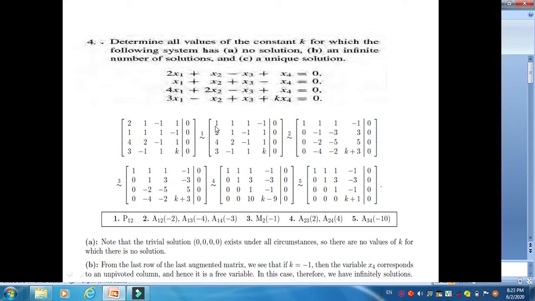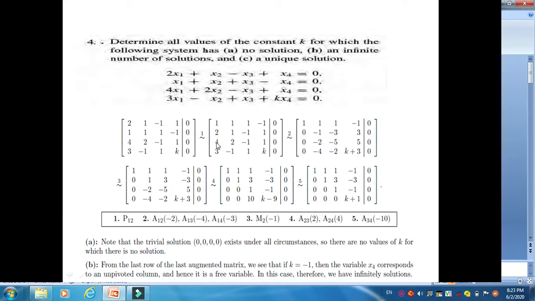We multiply row number 1 by minus 2 and add it to row number 2. So we'll obtain 0 1 3 minus 3 is 0. And in order to convert that 4 equal to 0, we must multiply row number 1 by minus 4 and add it to row number 3.